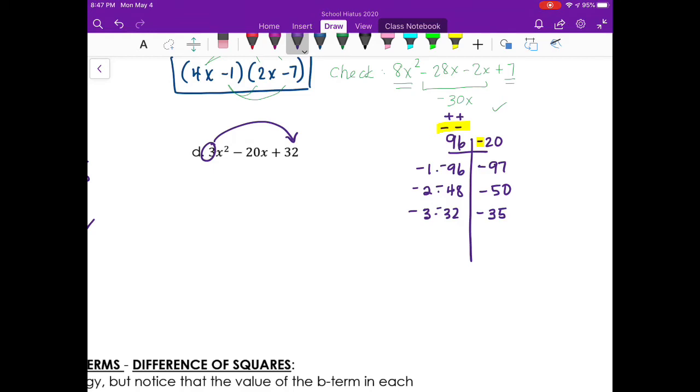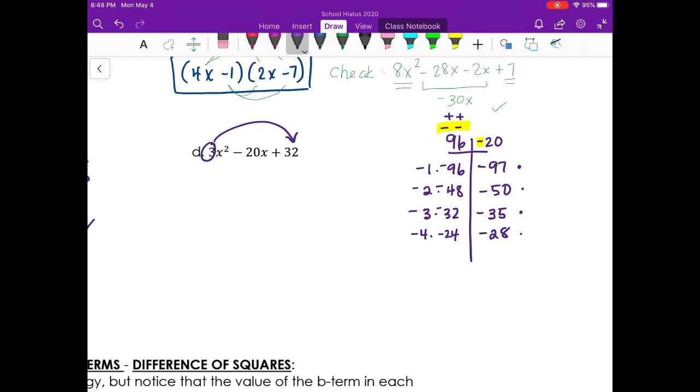So then we'll move on to 4. 96 divides by 4 24 times. And that gives us negative 28. Now you can see that we're getting closer. We started with negative 97 and then we got negative 50, negative 35, negative 28. We're getting closer and closer to our goal. So we know we haven't passed it because we've used every factor in order.